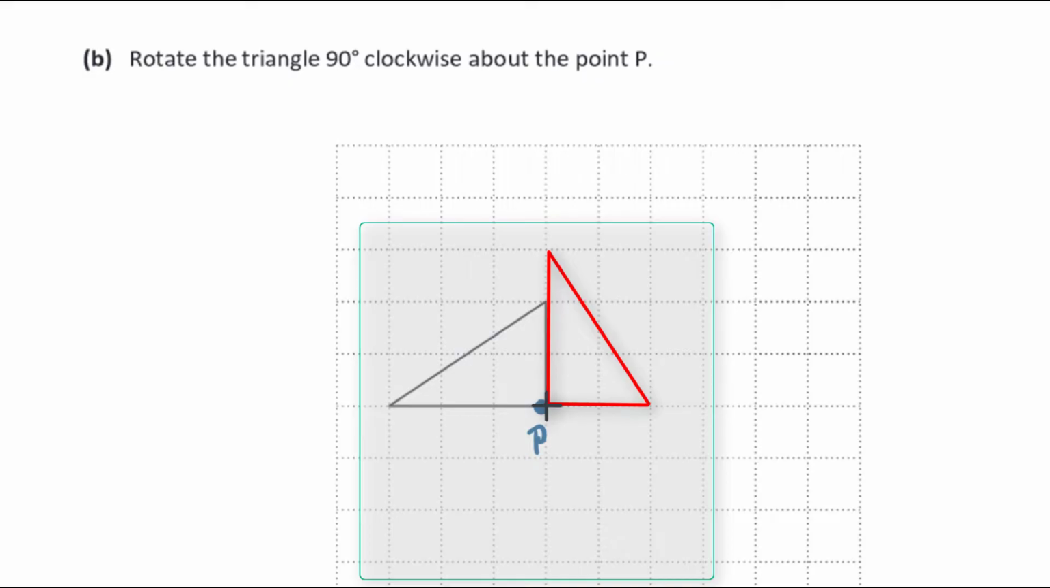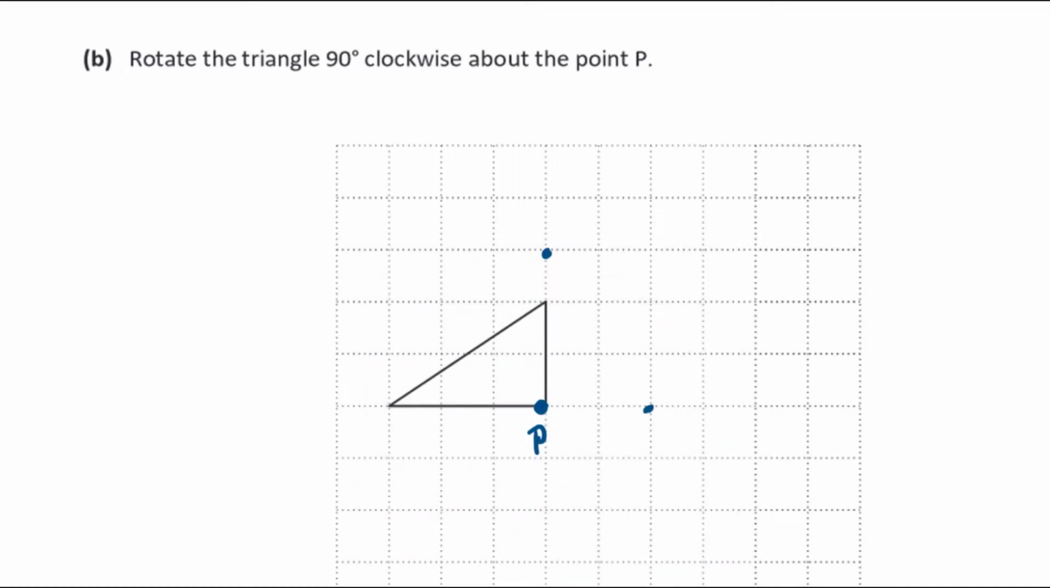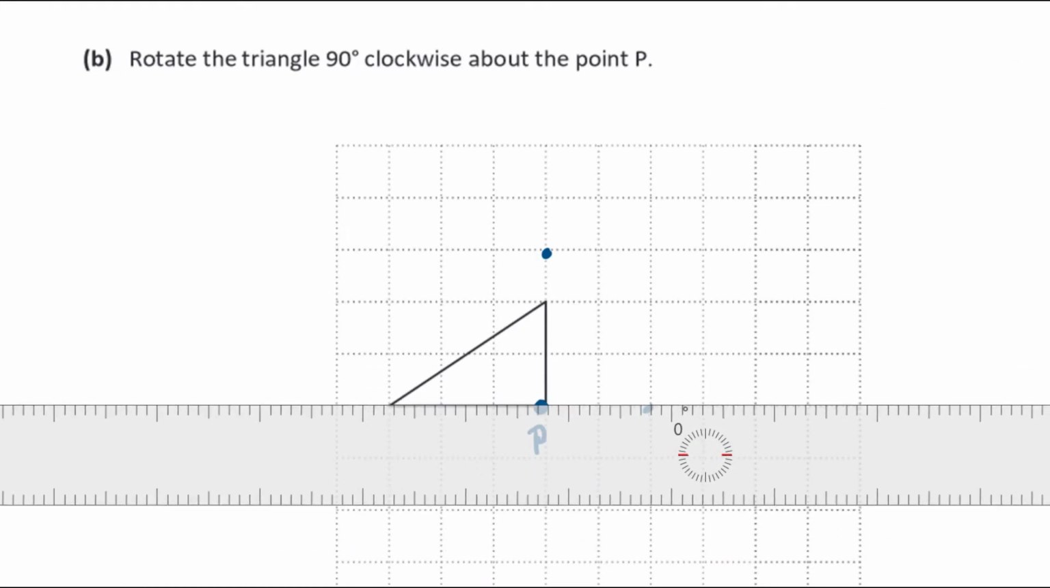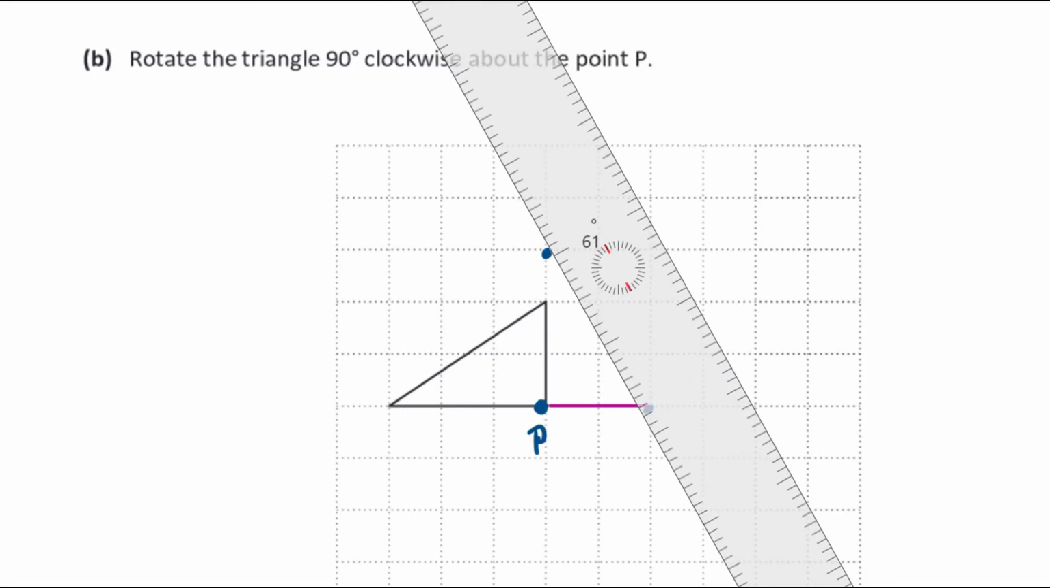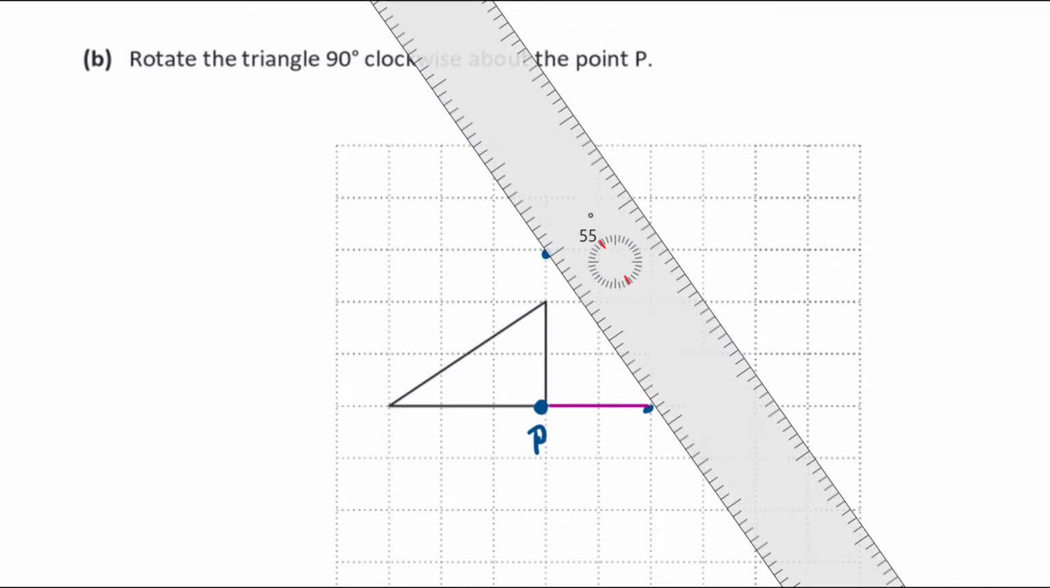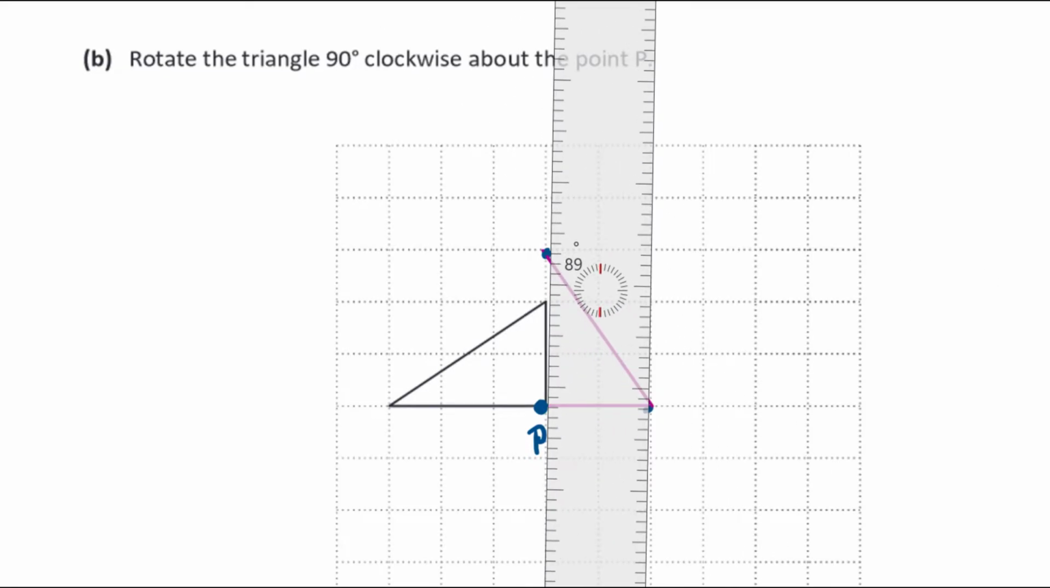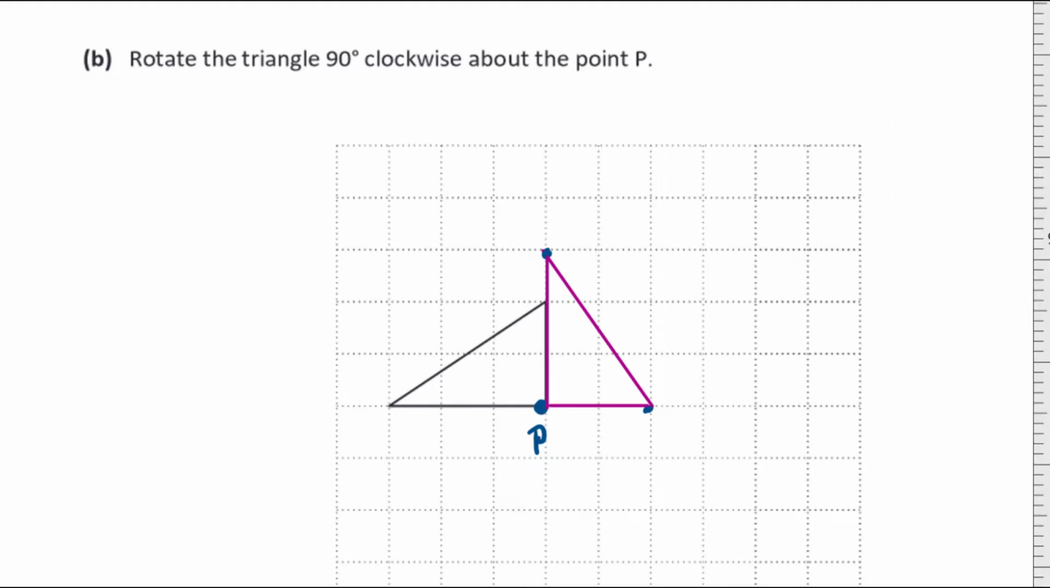Okay, then once you've done that, you can just stick your pen underneath the tracing paper and mark out the points, and then you can remove your tracing paper entirely and then join them up again. So again, we're rotating and we're finding the corners, or the vertices. We're not trying to rotate the lines. Once we know where the vertices are, we can just join them up afterwards. Okay, 90 degrees clockwise about the point P.